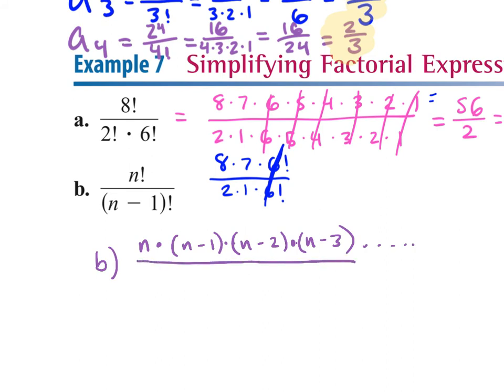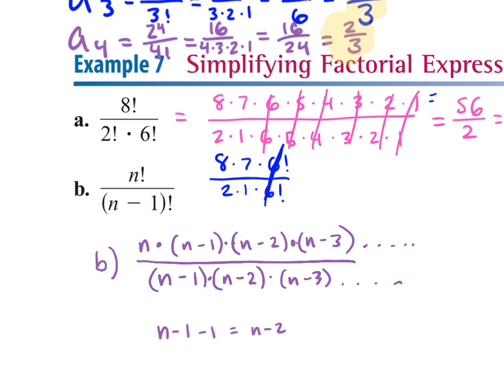On the bottom, we start with n minus 1. What's 1 less than n minus 1? Not n minus 0. We're just subtracting 1 from n each time. So n minus 1 minus 1 would be what? n minus 2. So this would be n minus 2 times n minus 3. Dot, dot, dot. We could keep going. Do we see a pattern here?